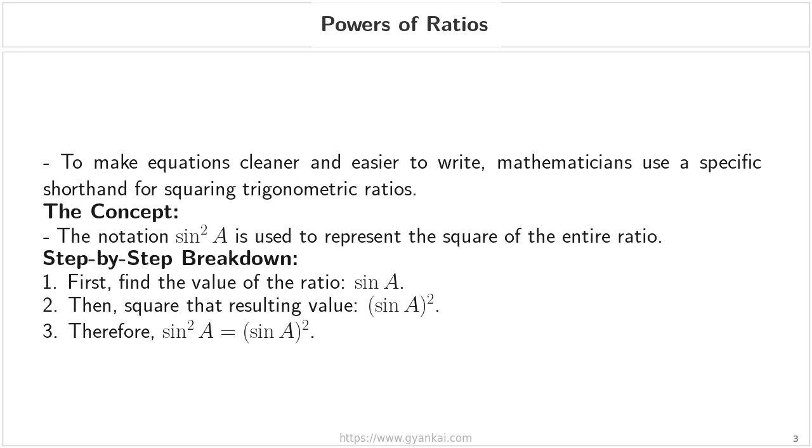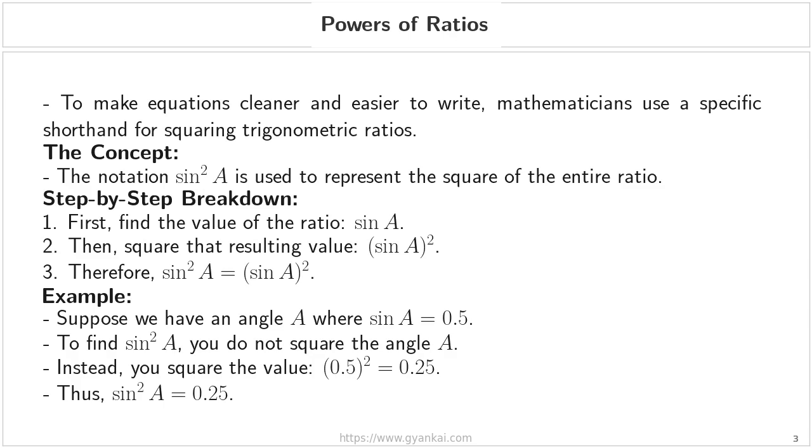Let's break this down step by step so there is no confusion. First, you find the value of the ratio itself, which is sine of A. Second, you take that resulting value and square it, which we write as (sine of A) all squared. Therefore, you can conclude that sine squared of A is exactly equal to (sine of A) squared.